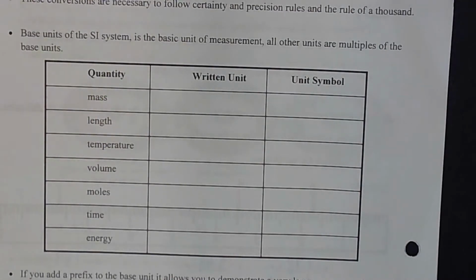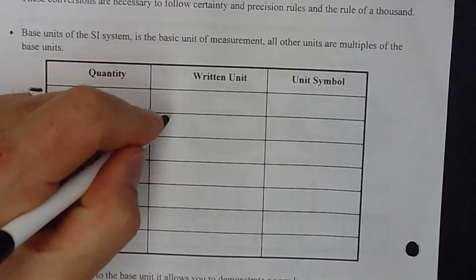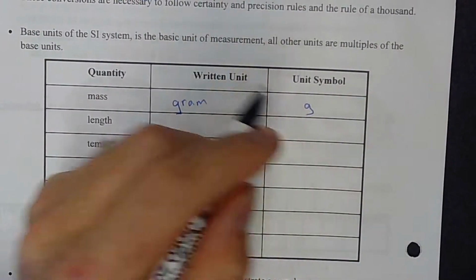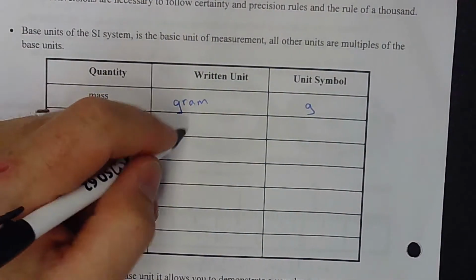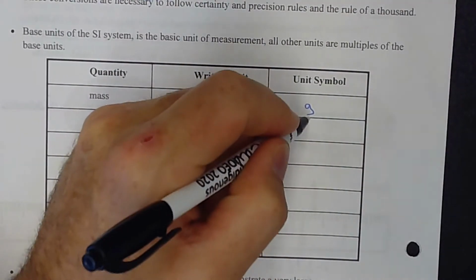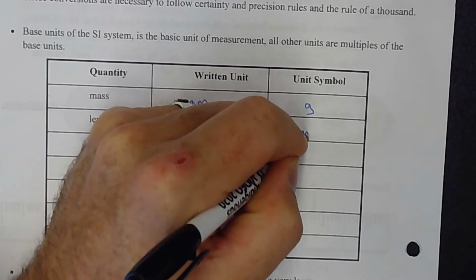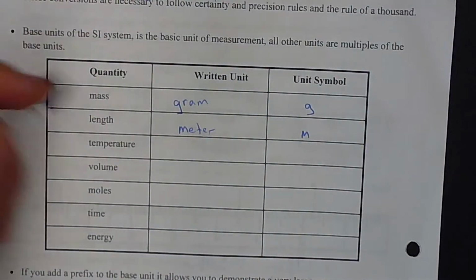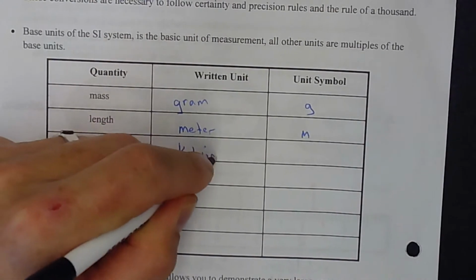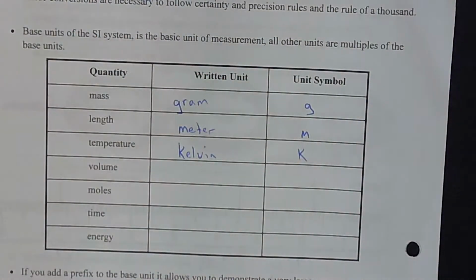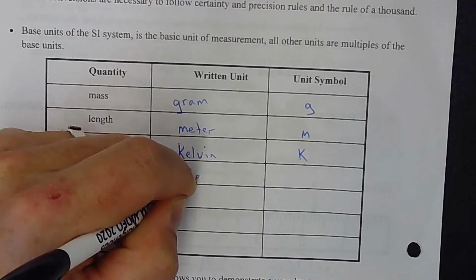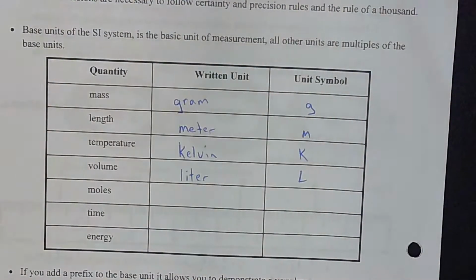All right, so our base units. For mass, we use gram. The symbol for gram is G. Length, we're going to use meter, and that's an M. Temperature is Kelvin. That's a K. Volume is liter. We got an L there.